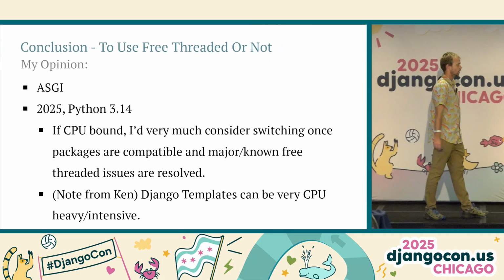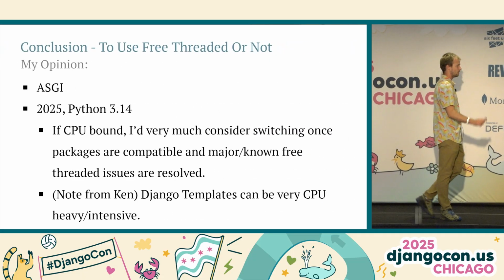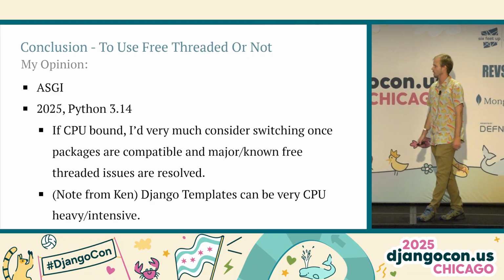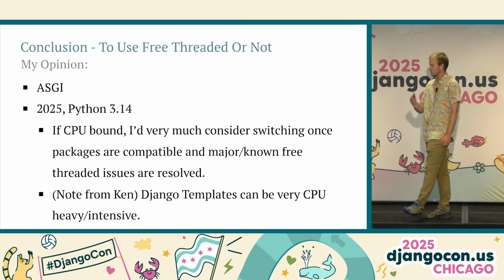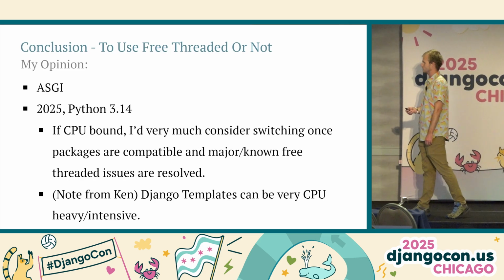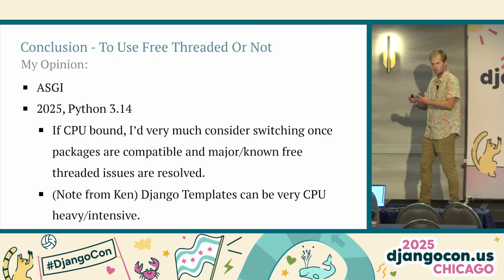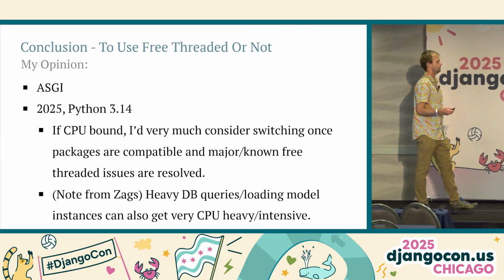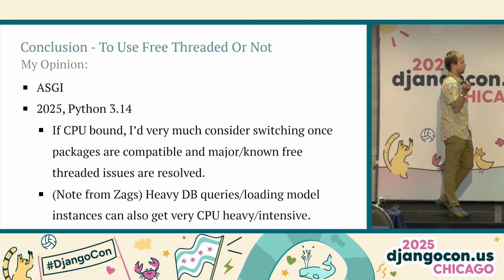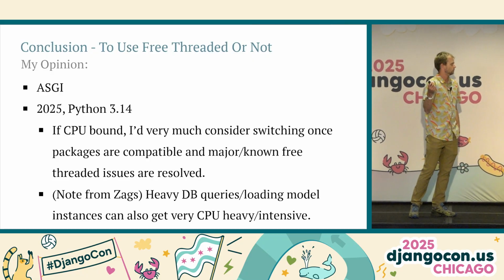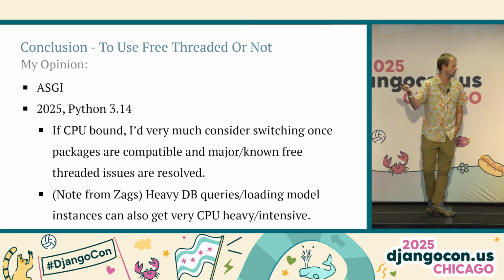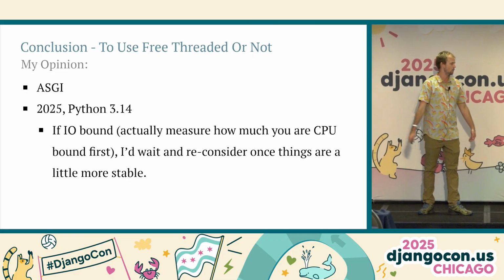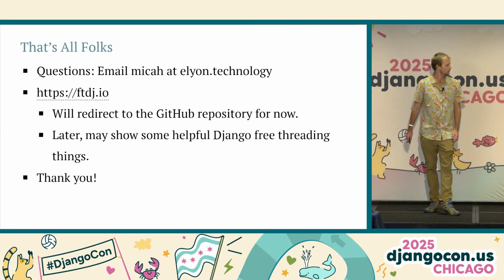So on the ASGI side, if I had a CPU-bound async app, I would very much actually consider switching as soon as everything's compatible. And thank you, Ken, for this note. Ken mentioned Django templates can be very CPU heavy. So if you're rendering a bunch of templates, this could help a lot in those cases. And a note from Zags, heavy DB queries, if you're loading a lot of things at once, can also be CPU intensive. And then I/O bound, I'd measure and probably just wait and reconsider. So that's all.